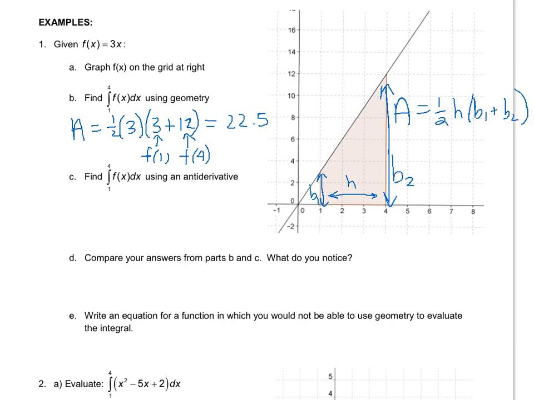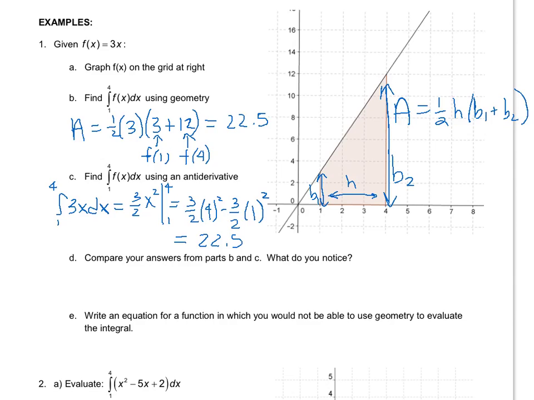Part C asks you to find the definite integral using an antiderivative. So remember from our fundamental theorem of calculus, if you can evaluate a definite integral, all you have to do is find the antiderivative and then plug in the bounds and subtract. So I'm going to go ahead and show my work now.